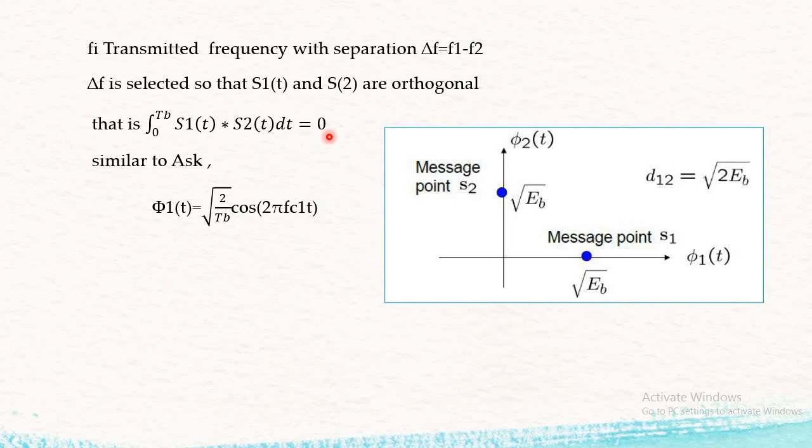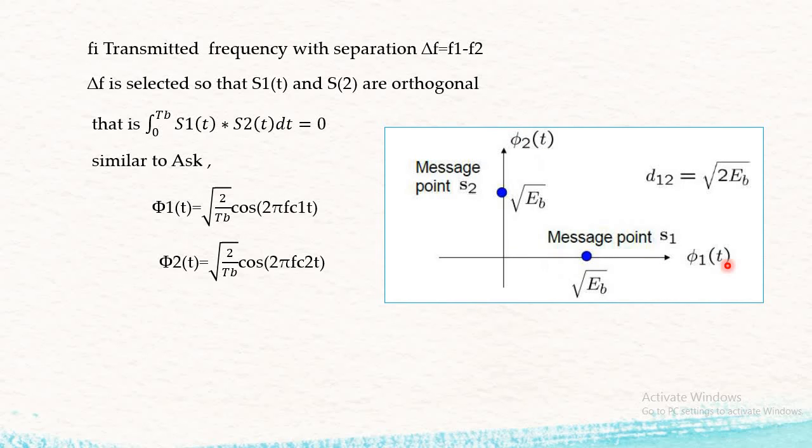Similar to ASK, your phi1(t) is indicated by root of 2 by Tb cos 2 pi fc1 t, and we have a second value. So for that, your phi2(t), or the space, is represented by root of 2 by Tb cos 2 pi fc2 t. So these two are the values we have, and then we go for plotting the signal space representation. The first phasor angle is given by phi1(t), and the second one is given by the second phasor angle phi2(t).